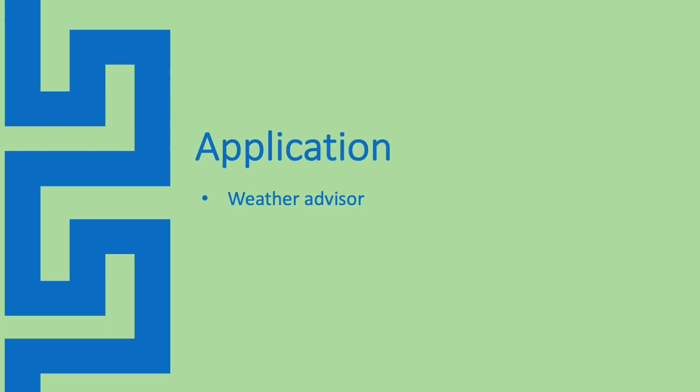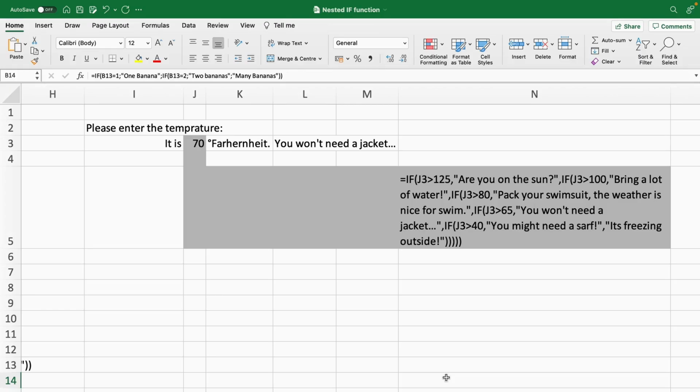Next, we want to apply our knowledge by building a weather advisor that generates advice based on different temperatures. Nested if functions can be written in many different ways and still work in the same way and still deliver the same results. However, writing them complicatedly will make it confusing to adjust or to read for someone else. I choose to begin with the highest value. In our case, that's 175 degrees. And it's too hot for humans, so the function should return jokingly, "Are you on the sun?"